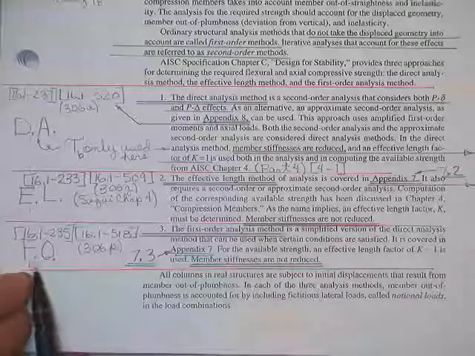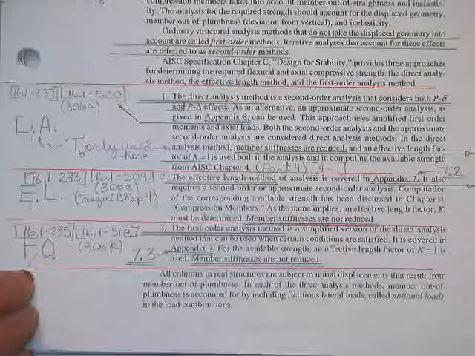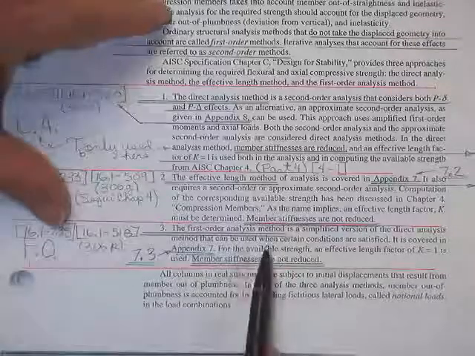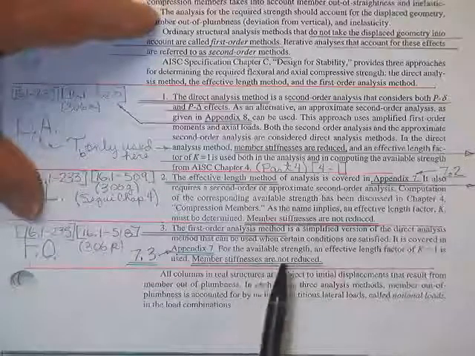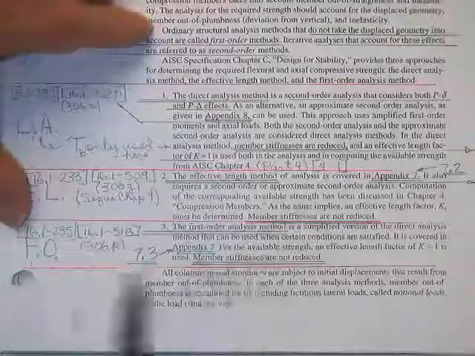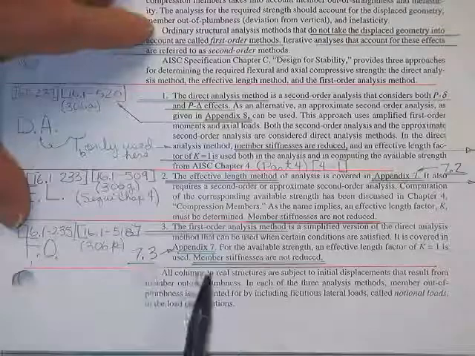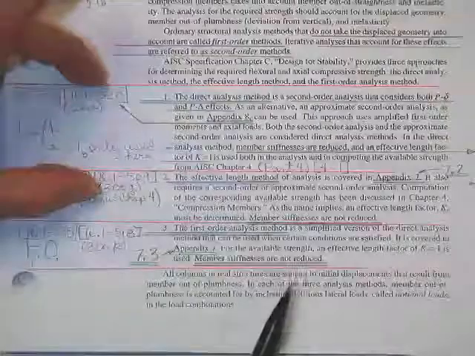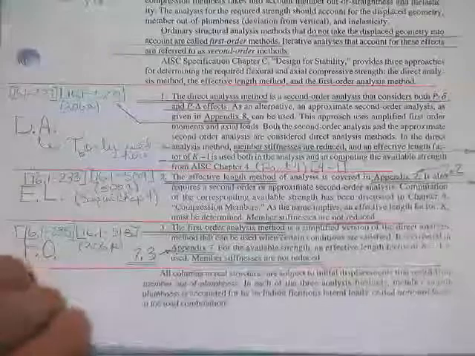Third, it's what they call a first order analysis. First order would be just like we talked about with a computer, with no correction for the member being a little bit out of straight before you got there with your analysis. It's a simplified version of a direct analysis, so it's not a direct analysis, and can be used when certain conditions are satisfied. They tell you what those are in here. It's covered in 7.3. The member stiffnesses, again, are not reduced. So the only one where you do reduce them is the direct analysis. These two you don't. Got some examples of all of them.